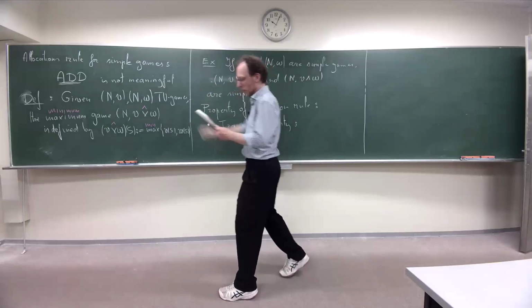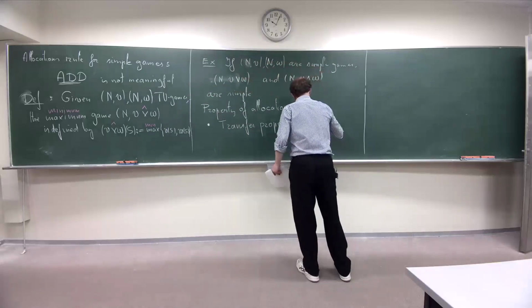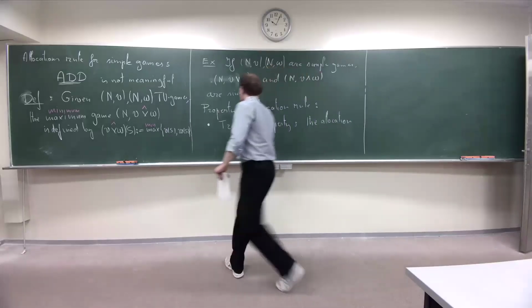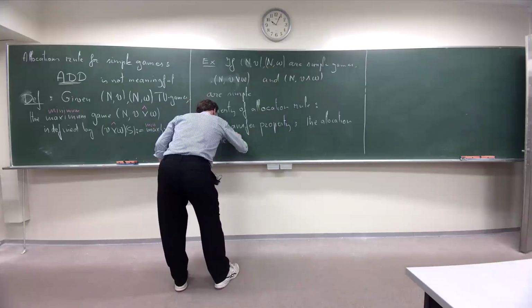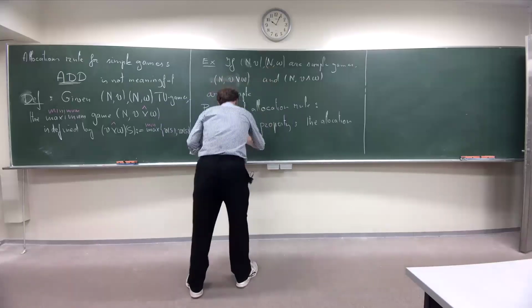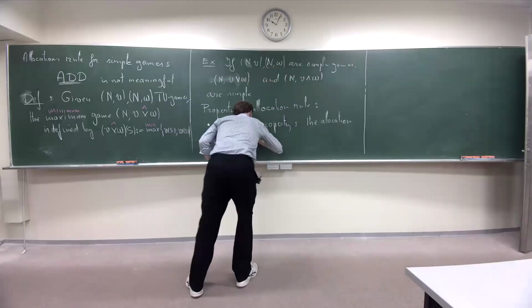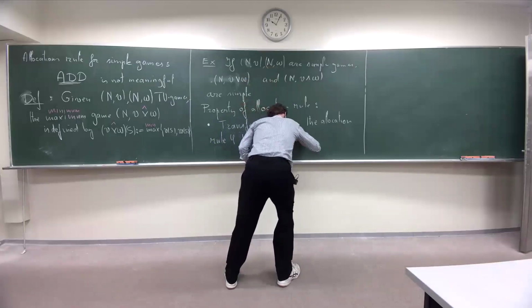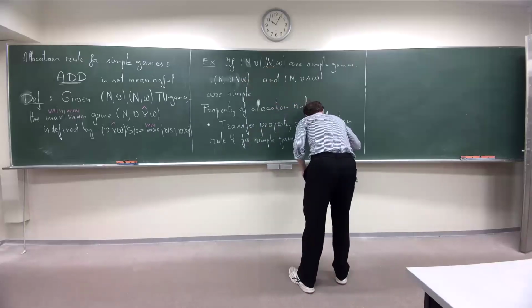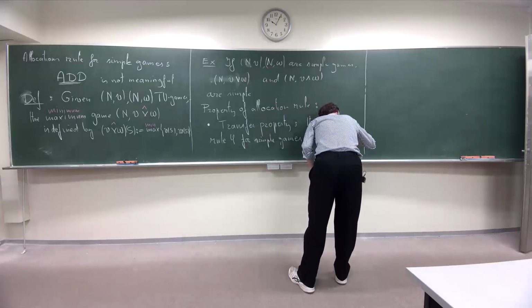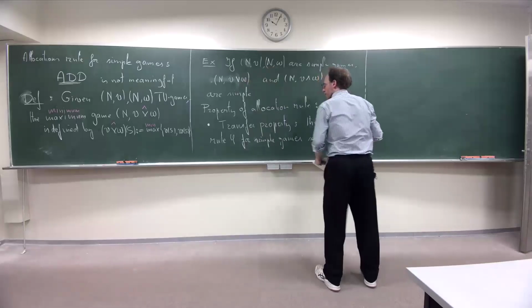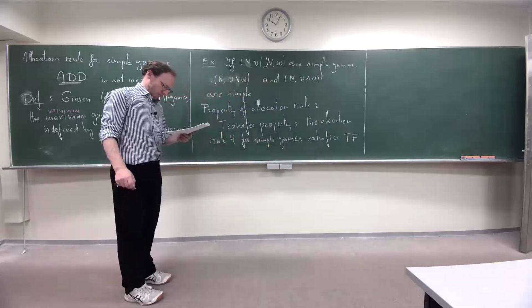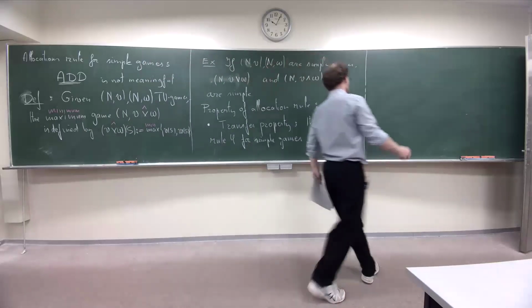And it's going to replace the addition. So the allocation rule phi for simple games satisfies this TF condition. It's called the TF conditions.